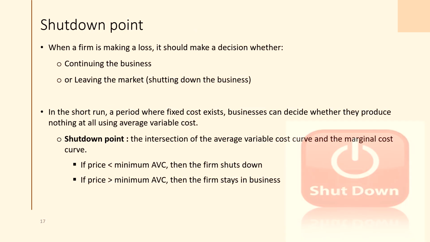Now let's introduce the shutdown decision. In the short run, firms must decide whether to continue operating or shut down. The key concept here is average variable cost. The shutdown point occurs where the marginal cost curve intersects the average variable cost curve. If price is less than minimum average variable cost, the firm shuts down. If the price is greater than average variable cost, the firm continues operating, even if it is making losses.